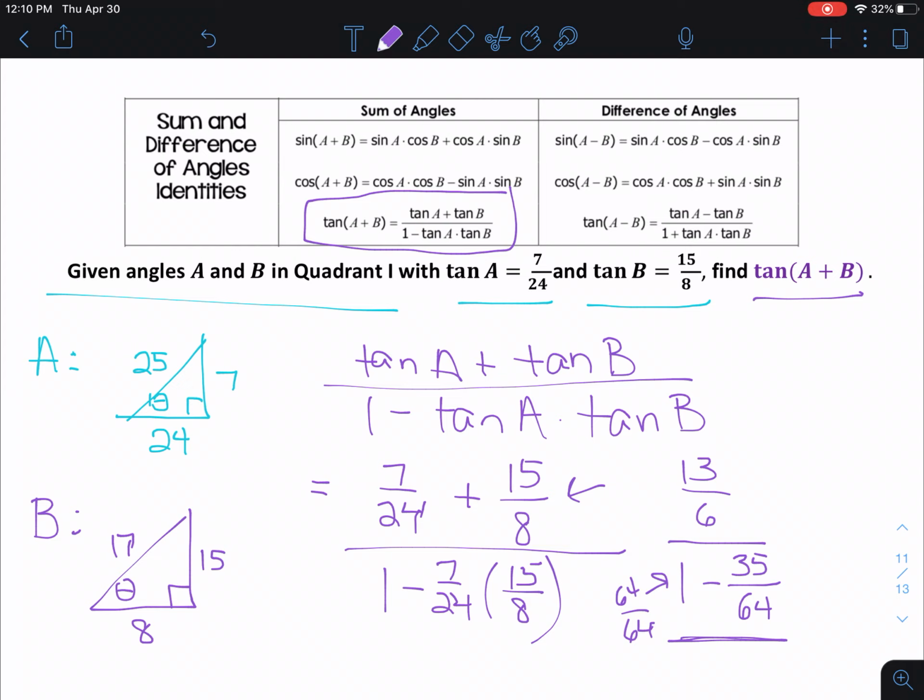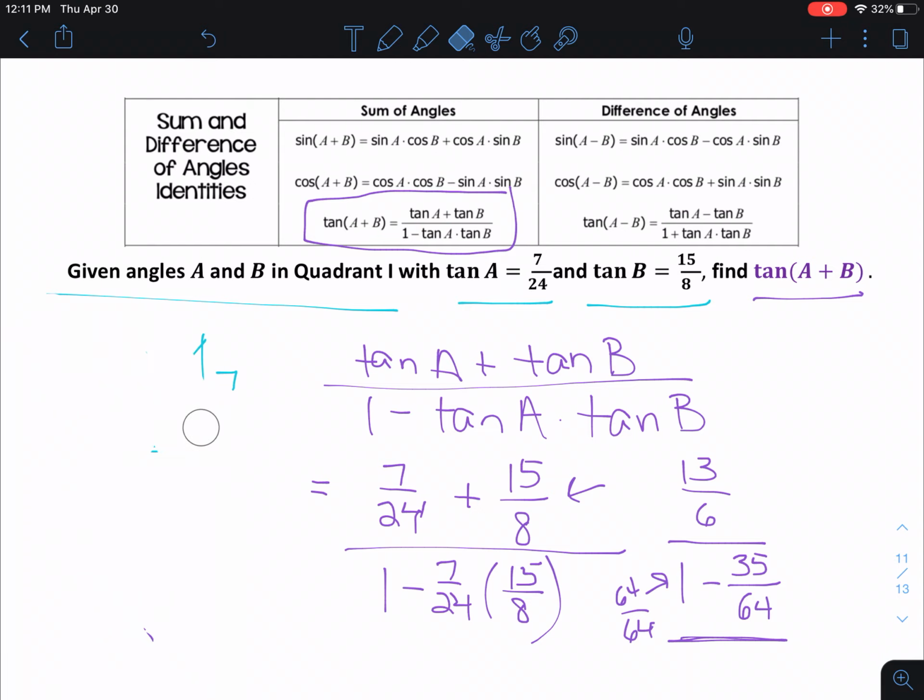Okay, so I'm going to go over here on the left, erase this here, and just finish this up. So on the top I would have 13 over 6. On the bottom, I would have 64 64ths minus 35 64ths, which would give me 29 64ths. Okay, you're going to multiply by the reciprocal. That's going to give me a pretty big number.